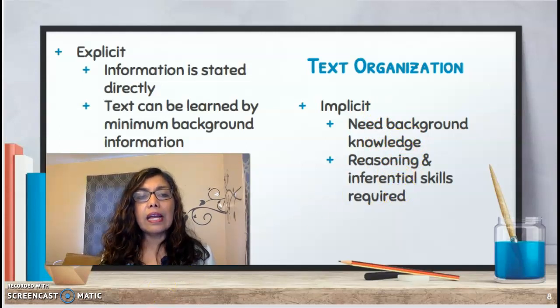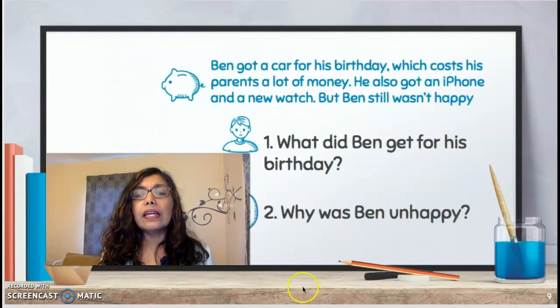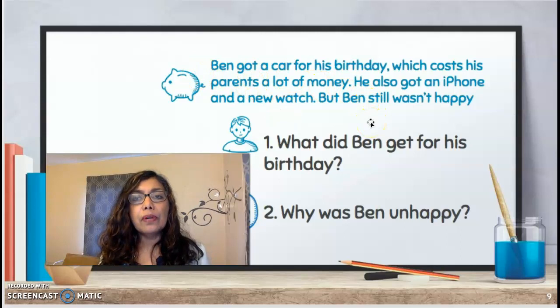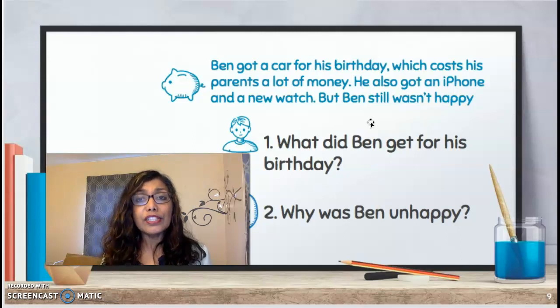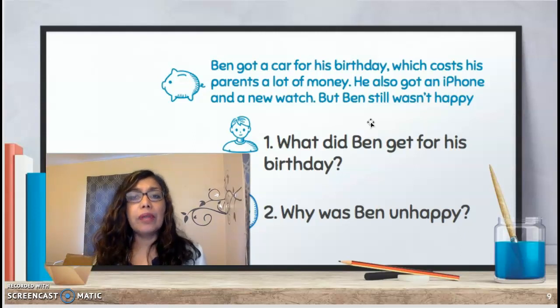So let's look at an example. Let's say we have a text and you have the student read this short story. Ben got a car for his birthday, which cost his parents a lot of money. He also got an iPhone and a new watch. Lucky Ben. But Ben still wasn't happy.